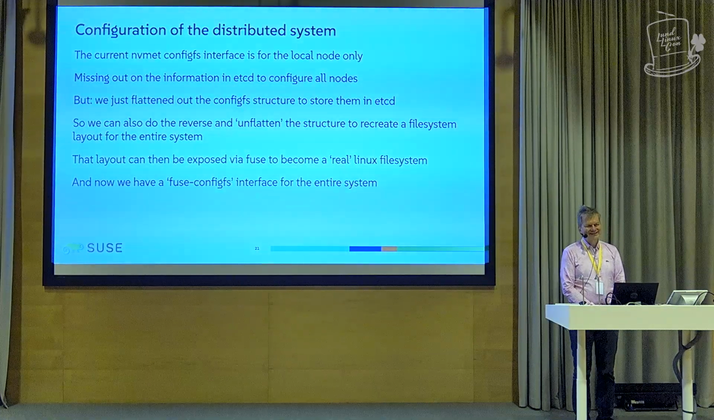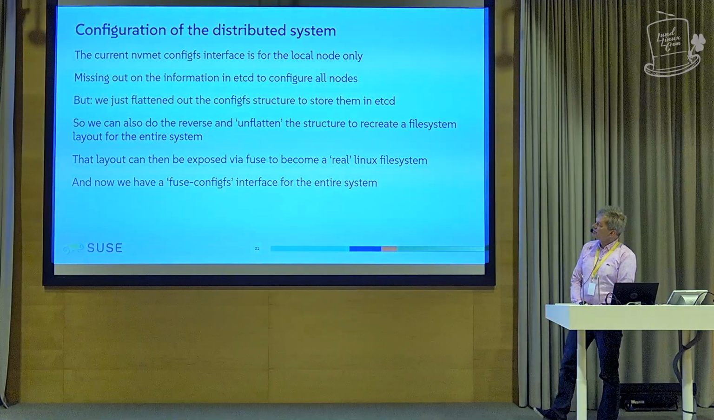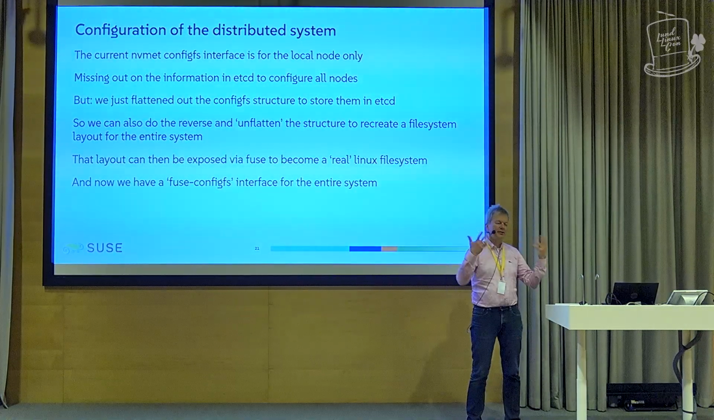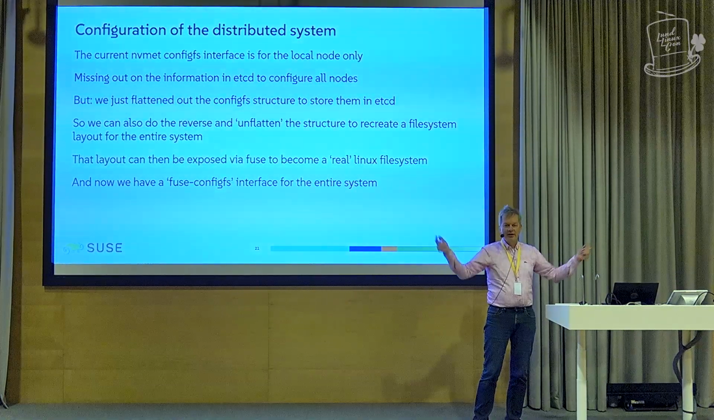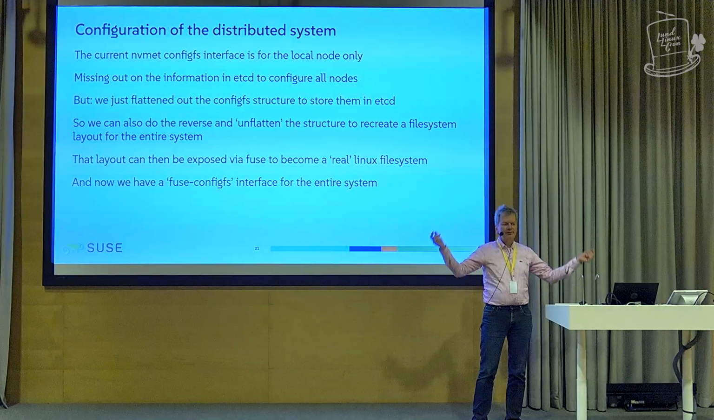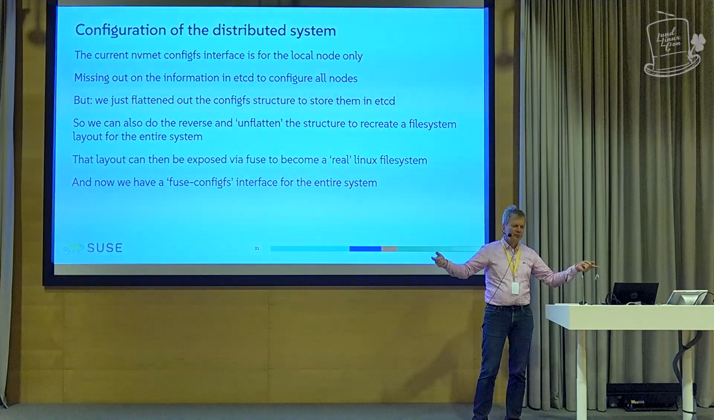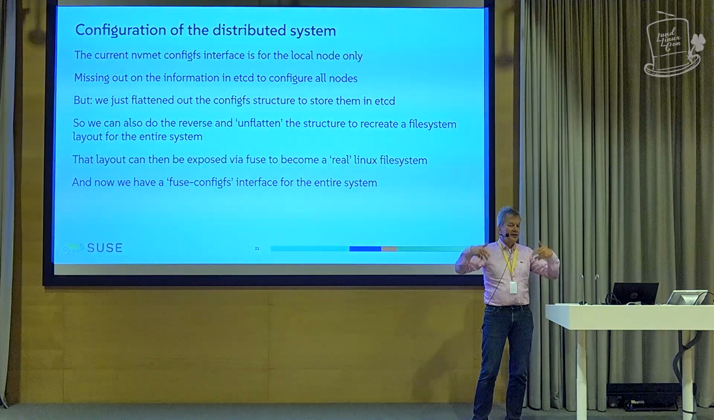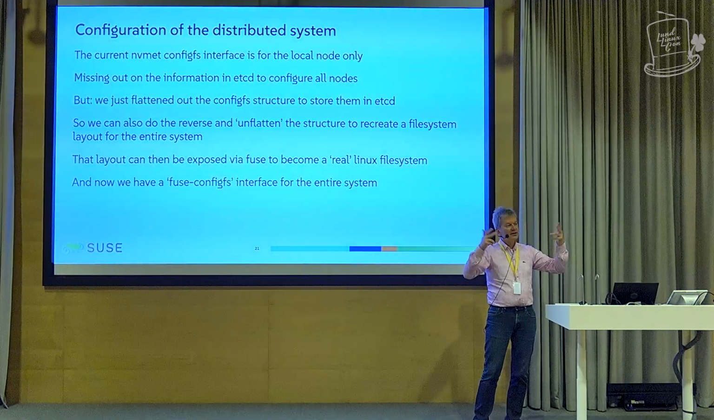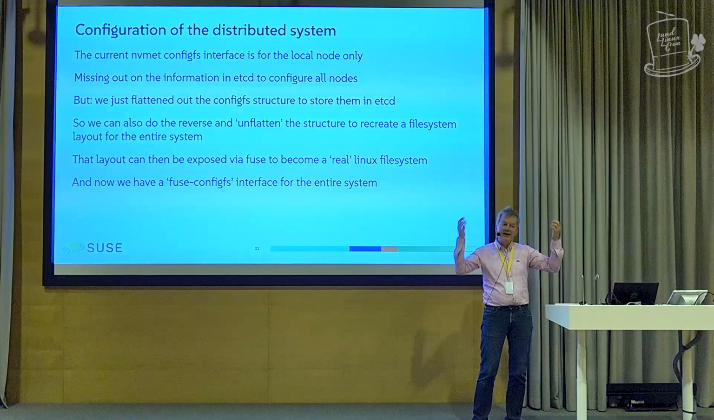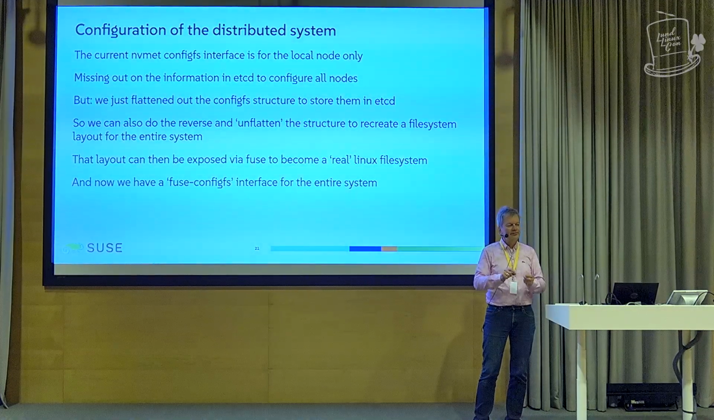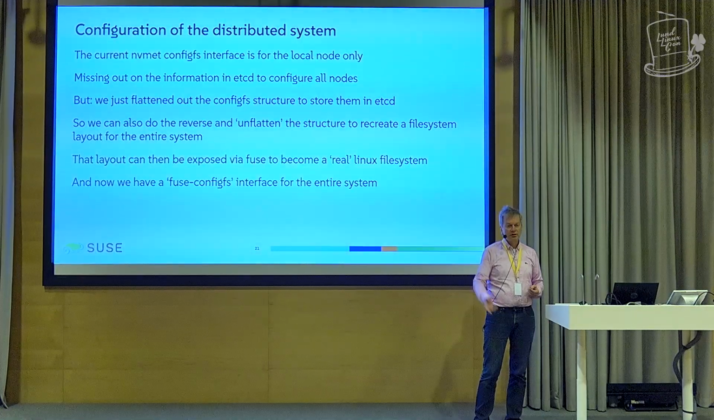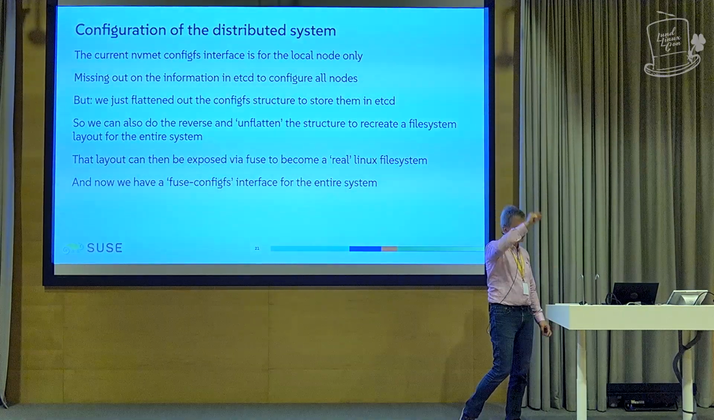So, okay, right, but we just pushed the config.fs structure into etcd, which means etcd now contains a global view of the cluster. So we can reverse that operation and basically unflatten the values which are in etcd. And then we have something which looks like a file system structure. So we can make it a file system structure, you write a FUSE frontend on top, and then mount that FUSE frontend on top of the original mount point of that config.fs.